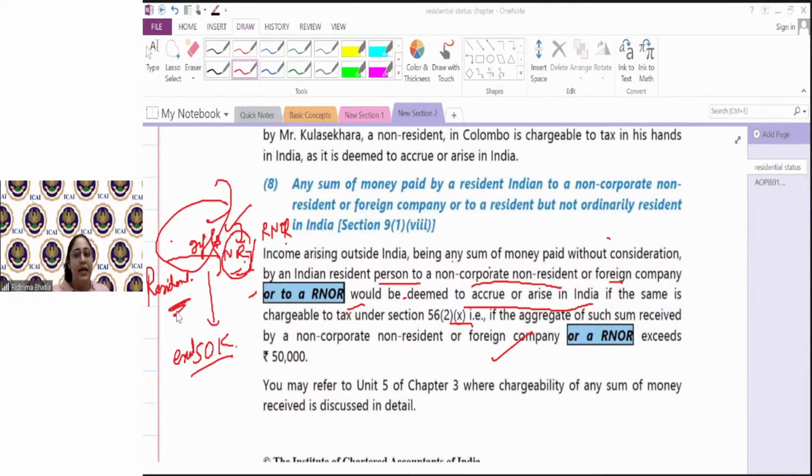Recipient of income pays the tax. So gift के case में recipient of the person is the recipient of the gift. Gandhi, he would be required to pay the tax.